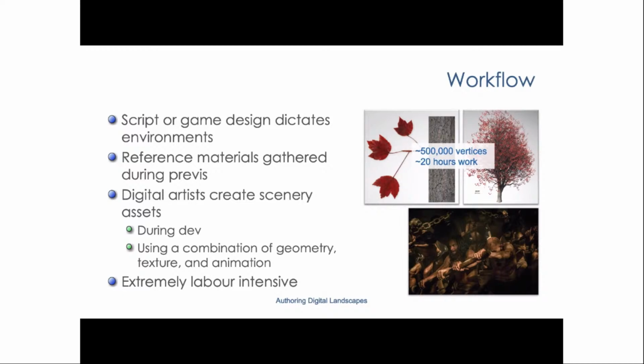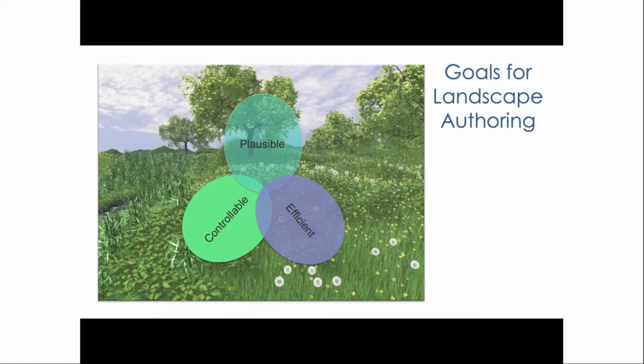I think that there really are three goals for landscape authoring. And the trick is really to achieve all of those three things at the same time. So in terms of the Venn diagram, we want to sit at the center where those three aspects overlap. And that's the real challenge here, trying to achieve those three goals simultaneously. So the goals are plausibility, efficiency, and controllability.